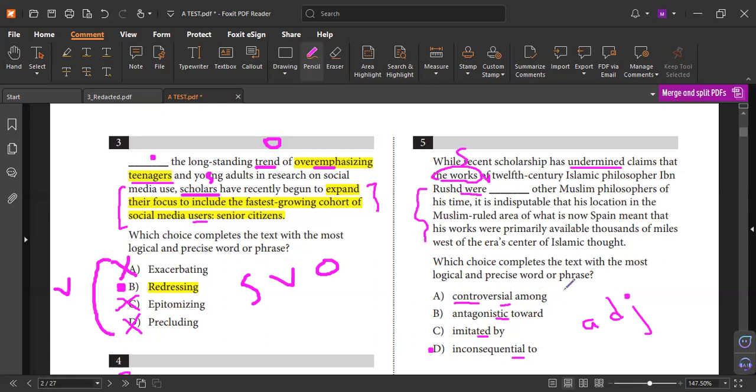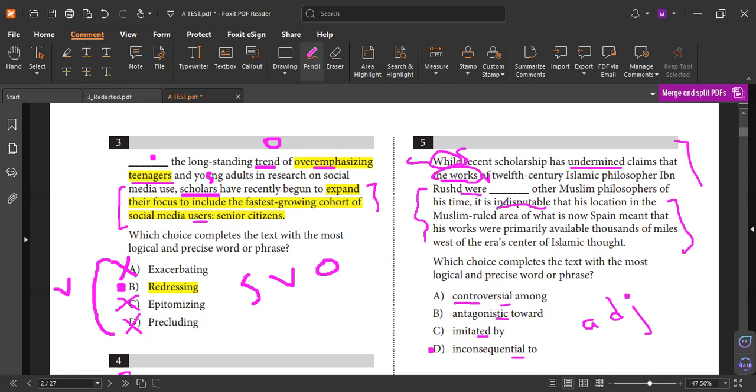Contra, counter means you are against something, you disagree. Let's read to find any evidence. So the works were what? Other Muslim philosophers of his time. He said it is. Look, remember "while" means we need contrastive ideas. So this idea is opposite to this idea. So "indisputable" means it's believable, because dispute means you disagree and the "in" negates it. When I say indisputable, it means it's believable.